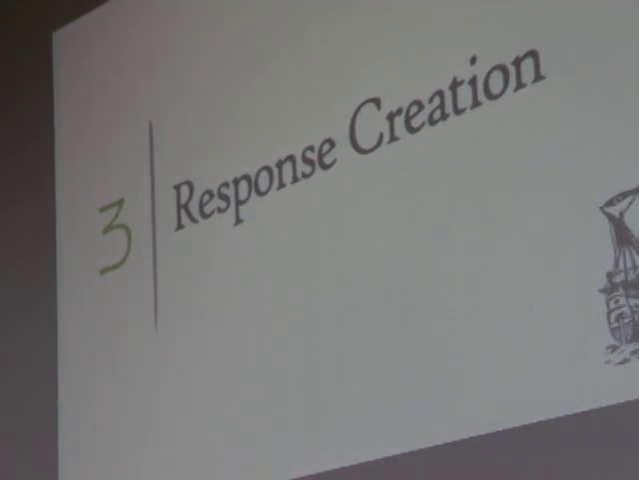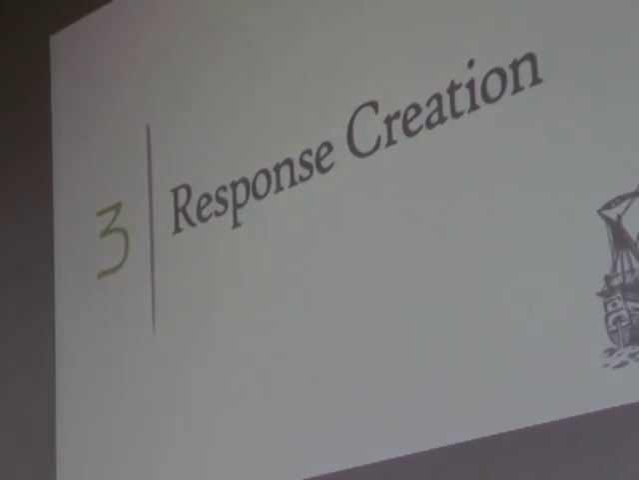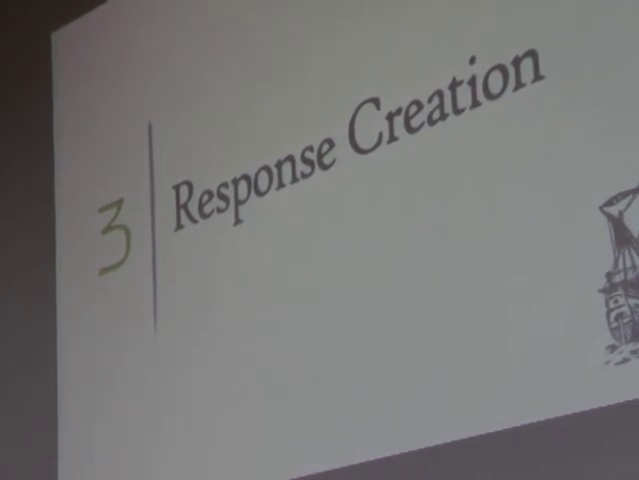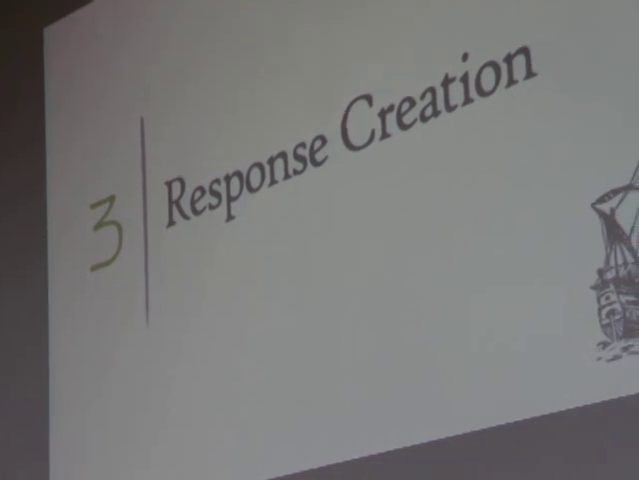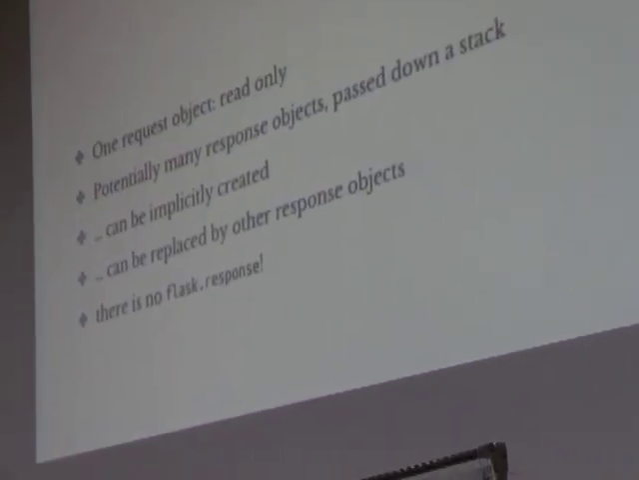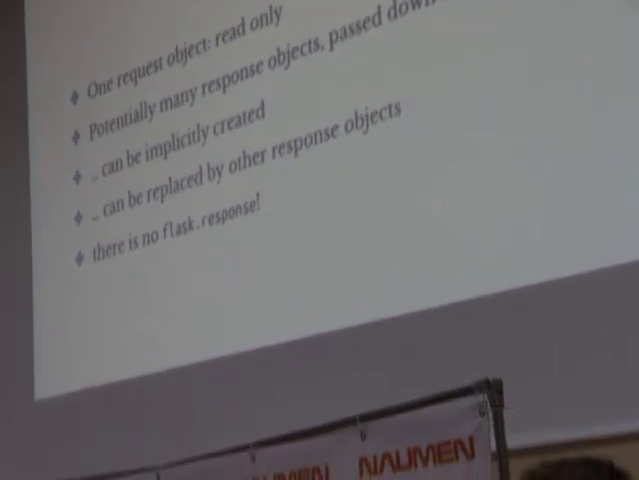The second thing I want to talk about is response creation. Now, if you use Flask by the tutorial, you don't even know that there are response objects being created, because one thing you do is you write a function and it returns a string, and then all of a sudden there's an HTTP response. The way this works in Flask is it will automatically create one for you. And you can replace this response object over and over again with other things.